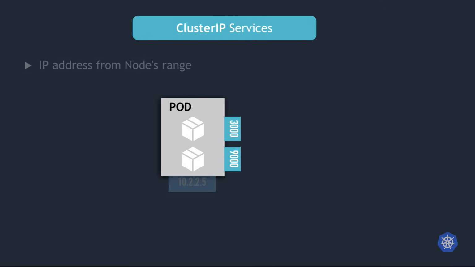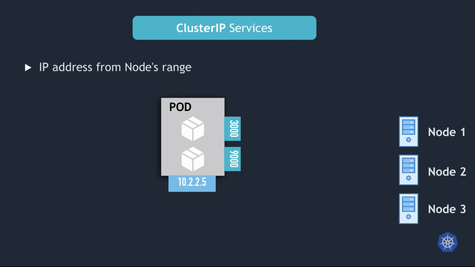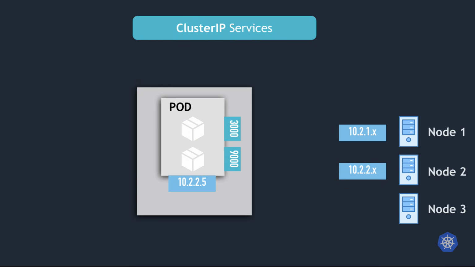And the pod will also get an IP address from a range that is assigned to a node. So the way it works is that if you have, for example, 3 worker nodes in your Kubernetes cluster, each worker node will get a range of IP addresses, which are internal in the cluster. So for example, the first node will get IP addresses from a range of 10.2.1 onwards. The second worker node will get this IP range, and the third worker node will get this one. So let's say this pod starts on node 2, so it gets an IP address that looks like this.